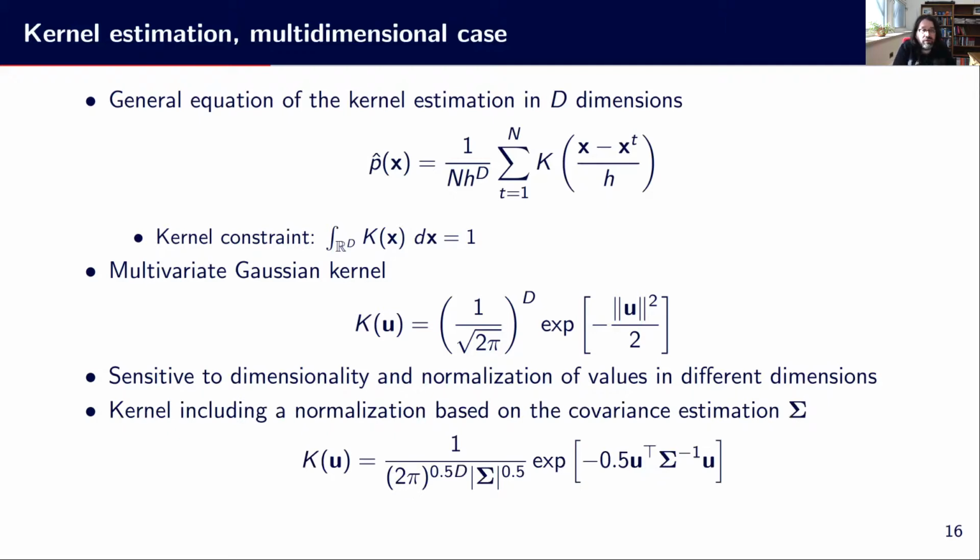And we can even define a kernel that will include some kind of covariance estimation sigma here. This covariance estimation is included that way. We are using the inverse of that covariance matrix here. So this is really close to what we saw last week on multivariate methods using the multivariate Gaussian distribution as model.